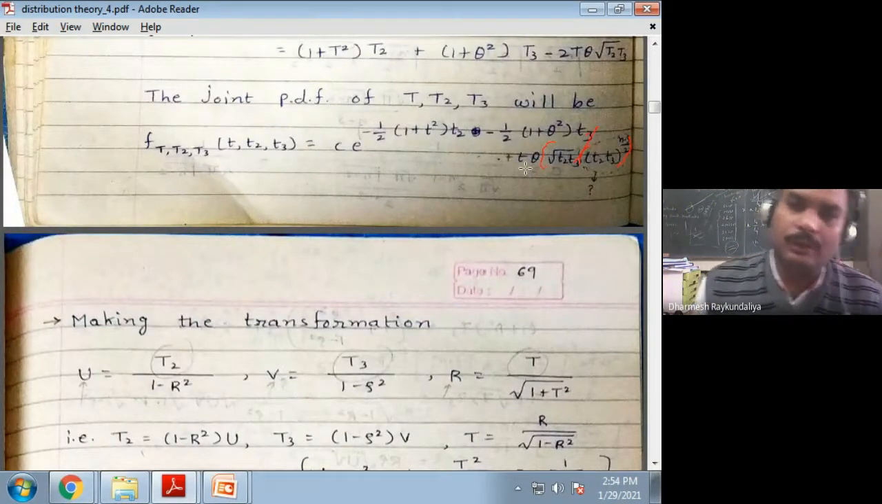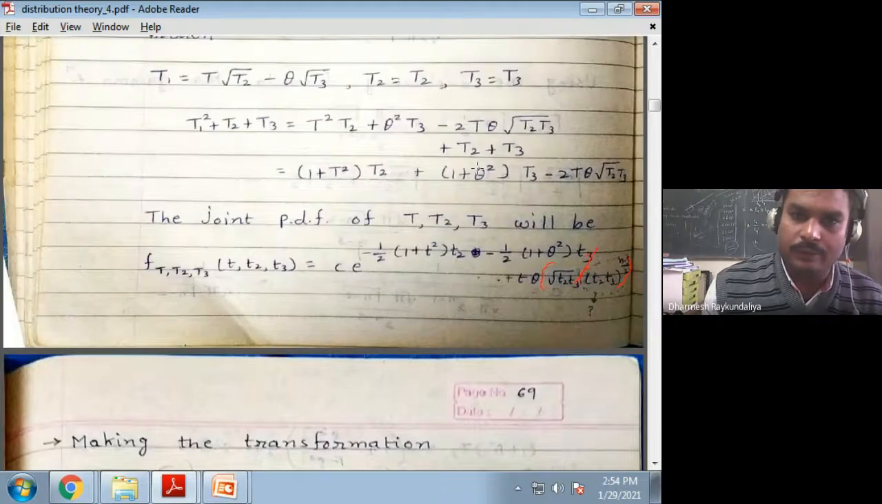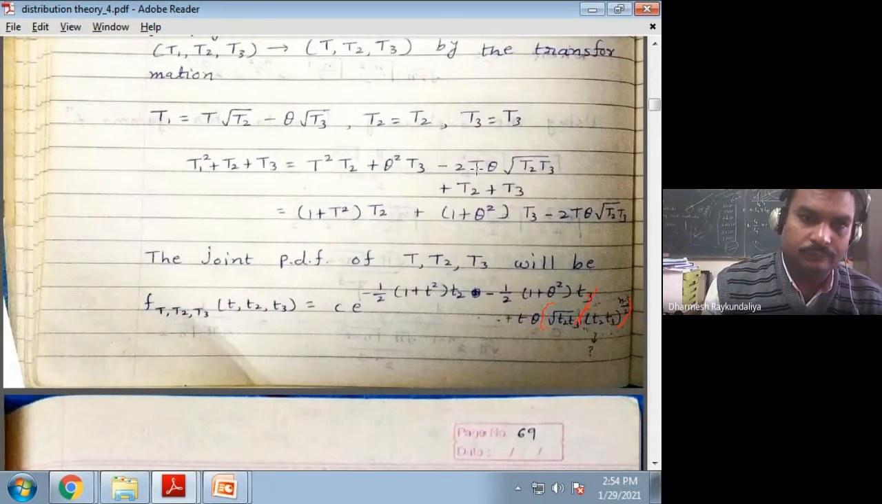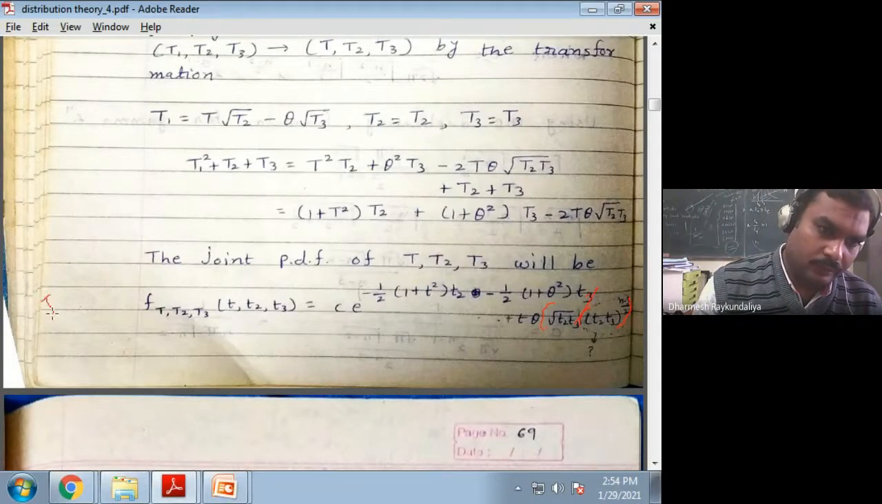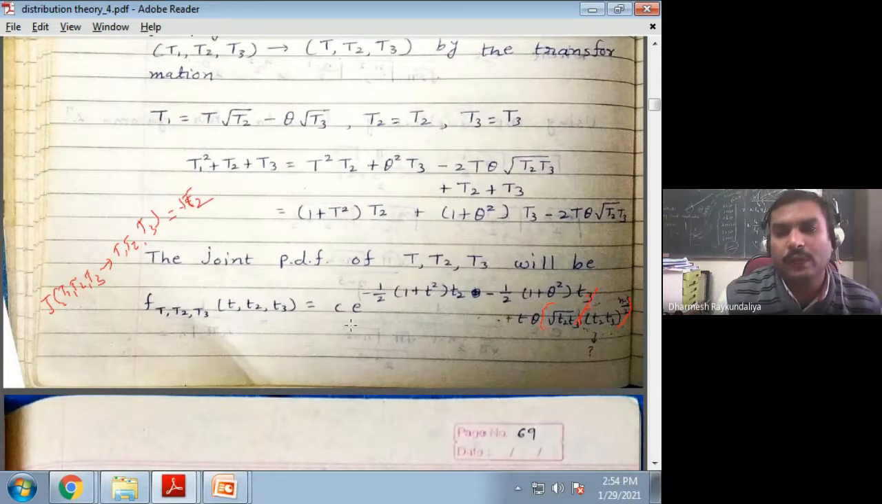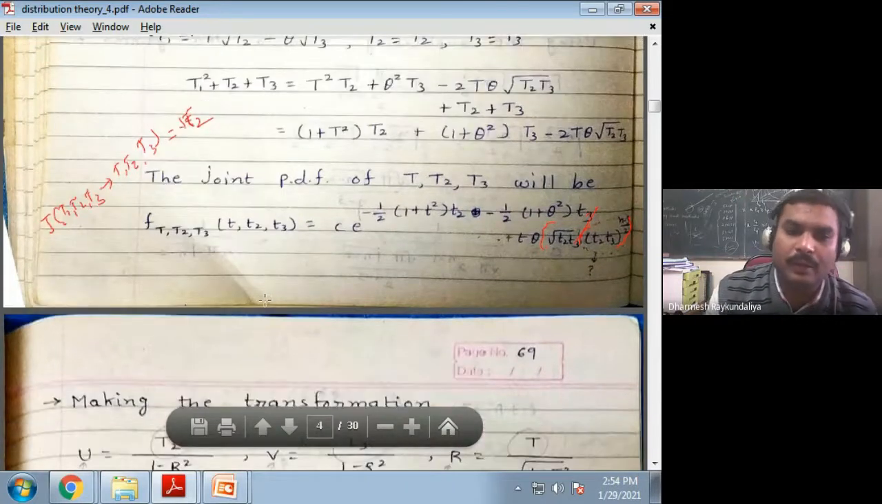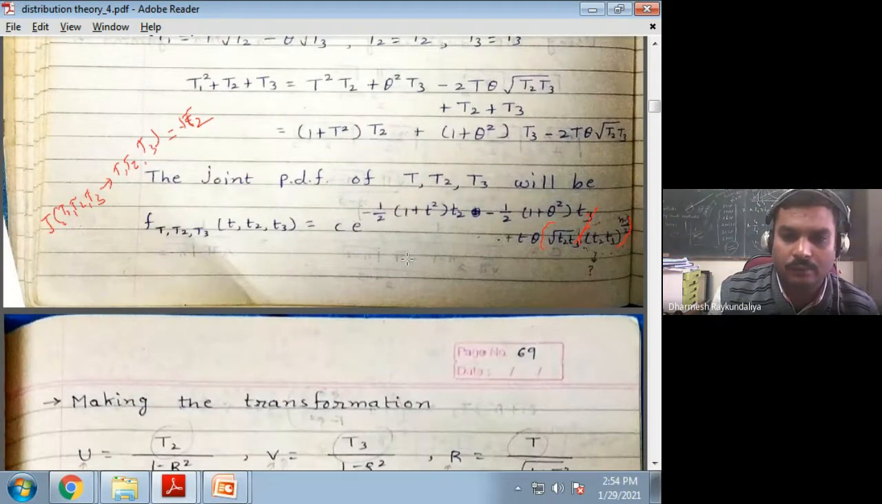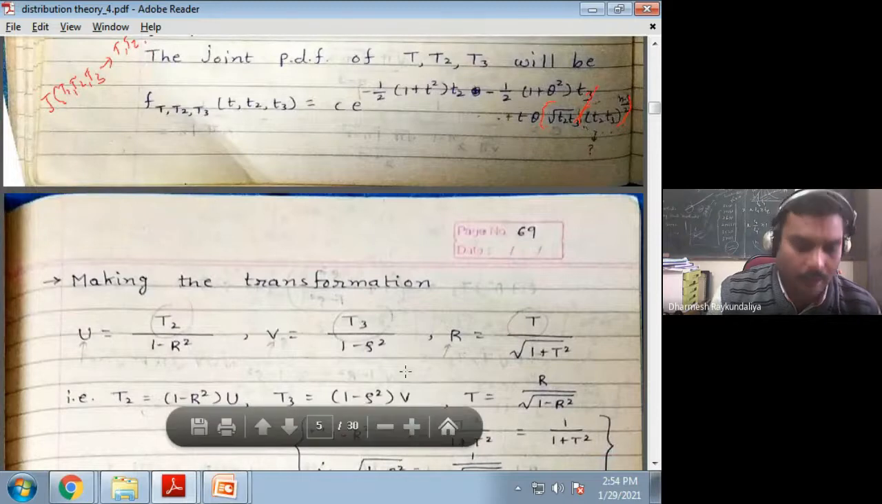Okay. So we have already obtained the Jacobian, and that Jacobian value is, I can write here, Jacobian of T1, T2, T3 to T2, T3 is root T2. Okay, so that we have used here. Now again we are applying the transformation from T2, T3 to U, V, R.